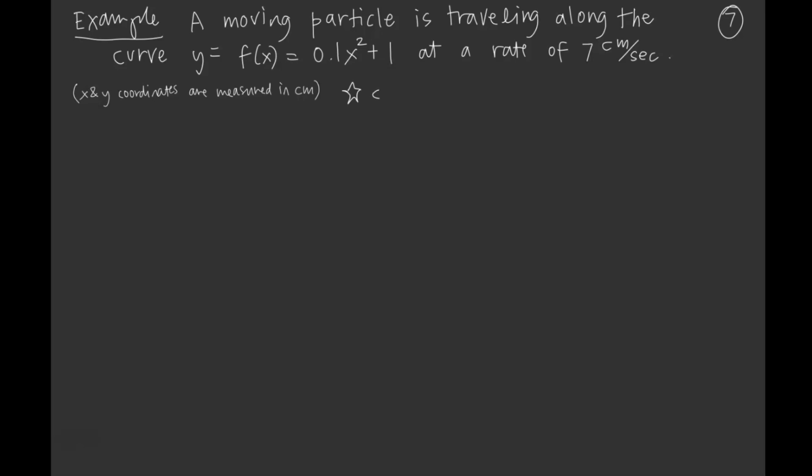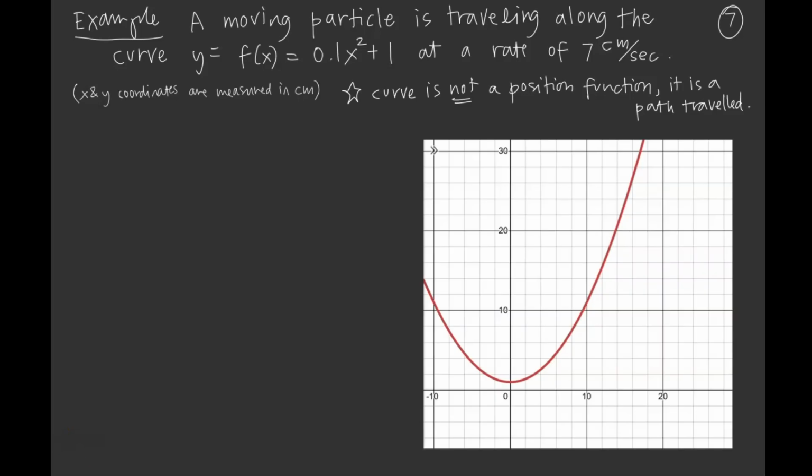So the curve is not a position function, but it's a path traveled. It is a path that the particle is on, traveled by the particle. So let's see if we can get a picture of what's going on here. This is the curve y equals 0.1x squared plus 1. And there is this little particle, and it's traveling on this curve at 7 centimeters every second.